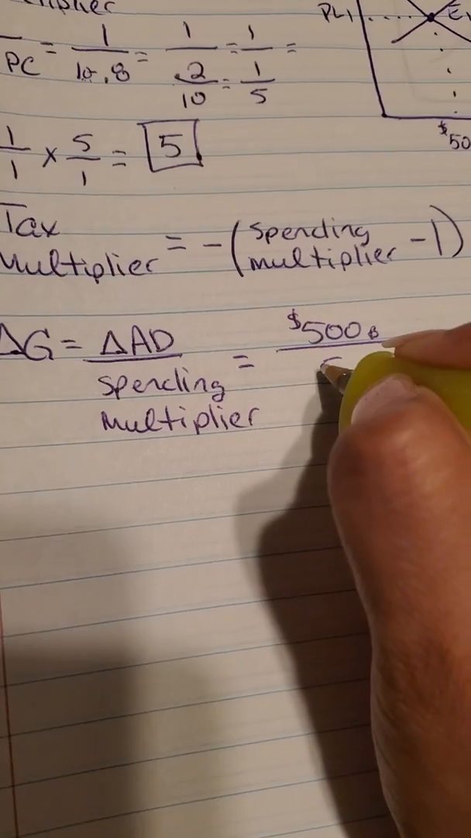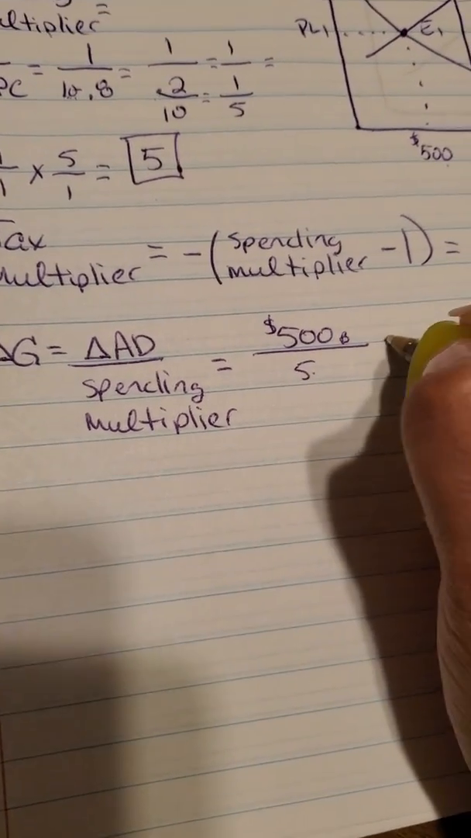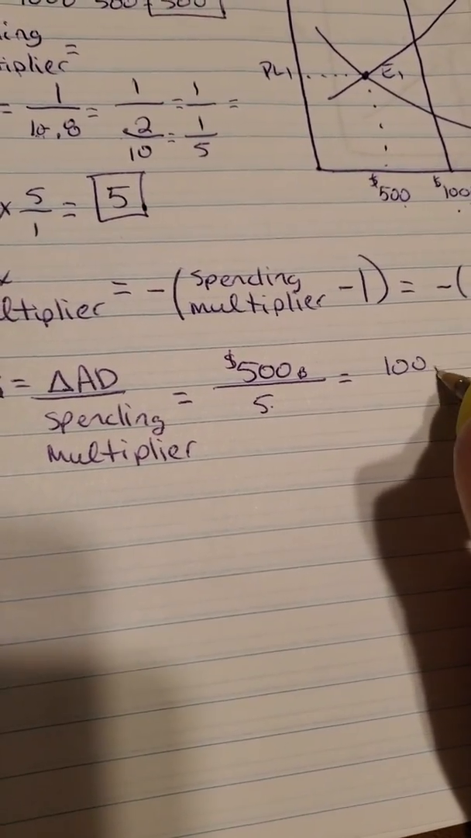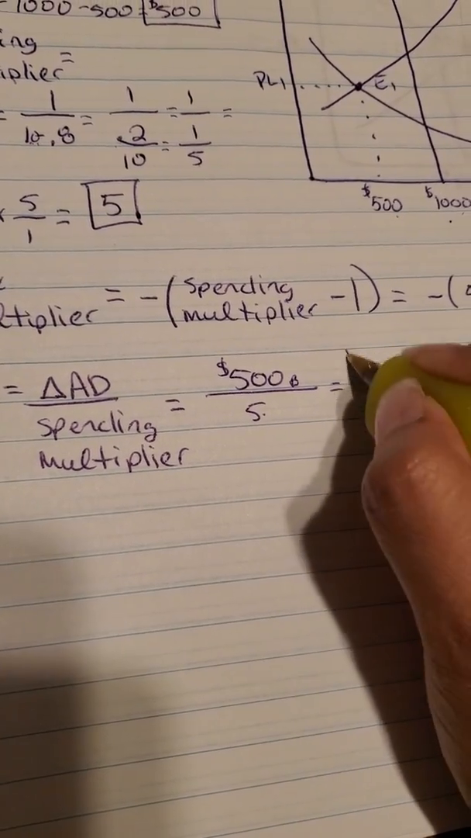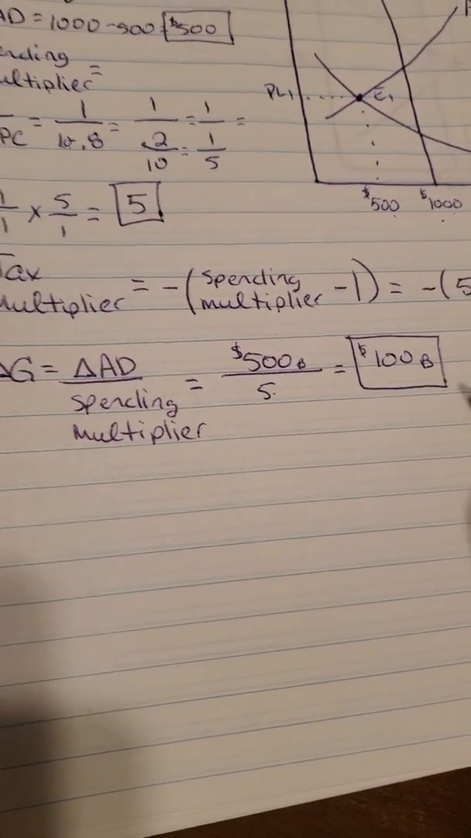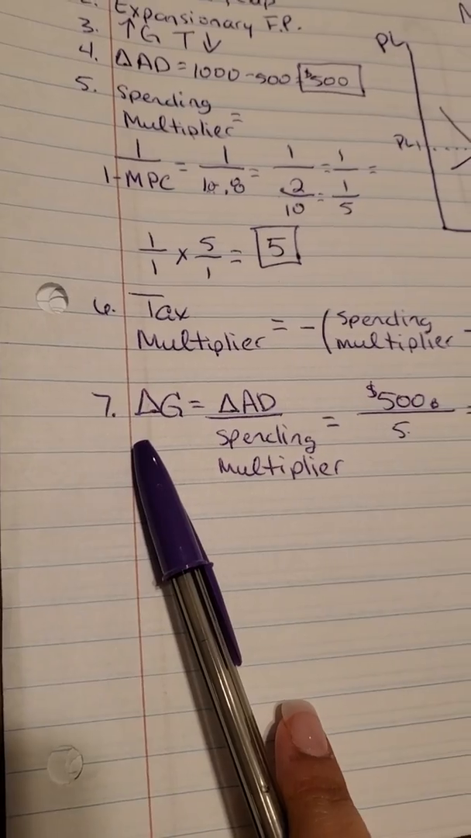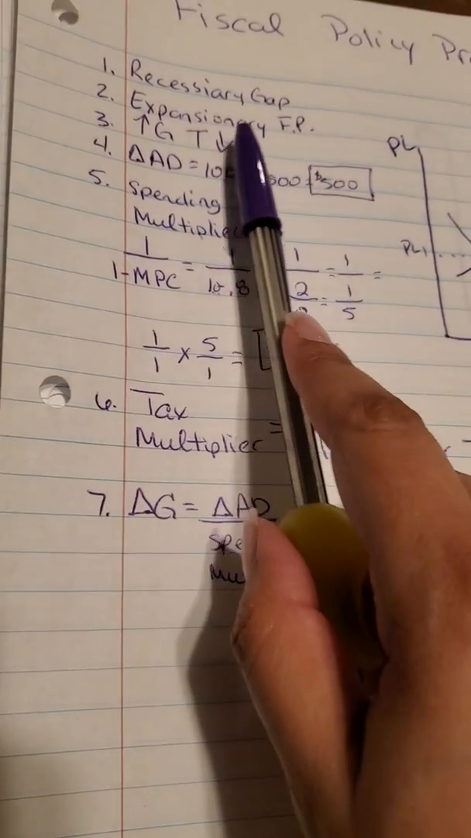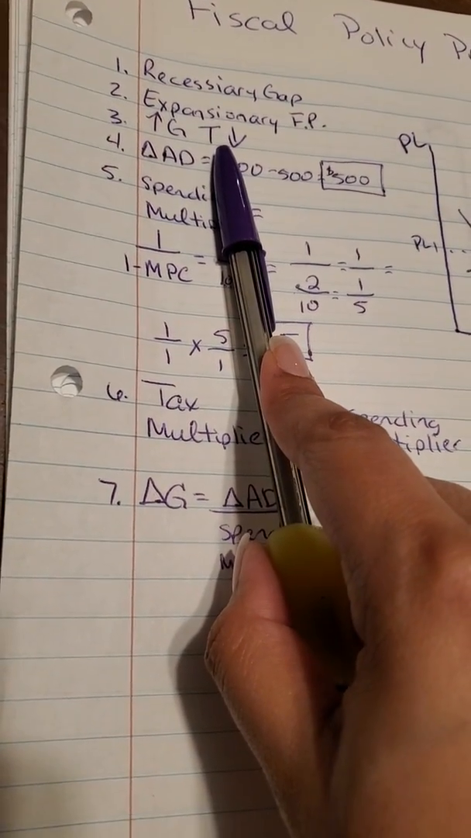So 500 divided by 5 is $100 billion. That's just for government spending. We also need to figure out, we said that they could also decrease taxes.